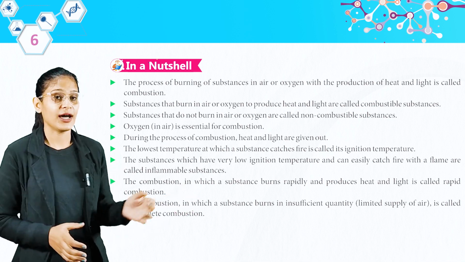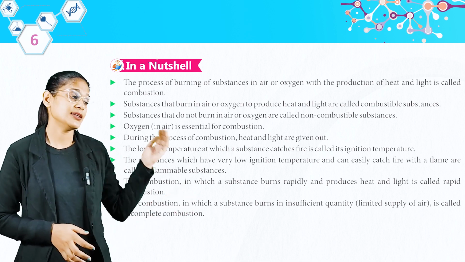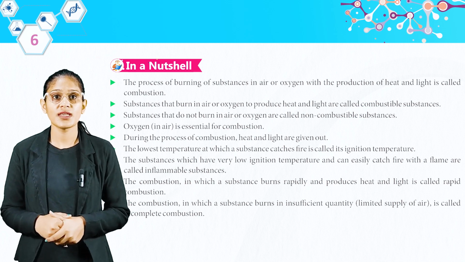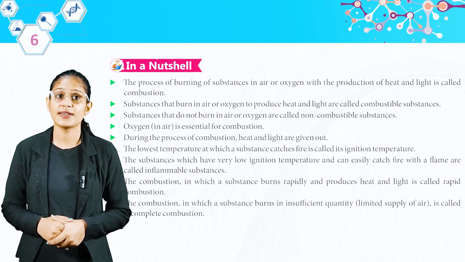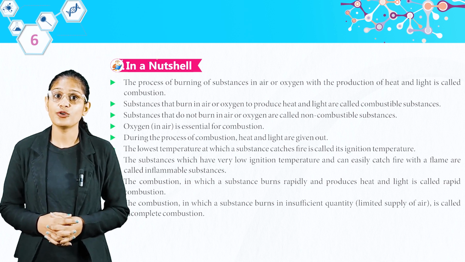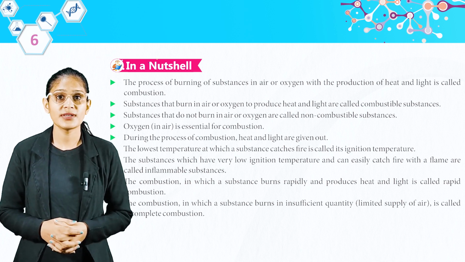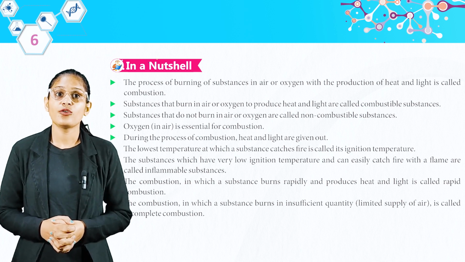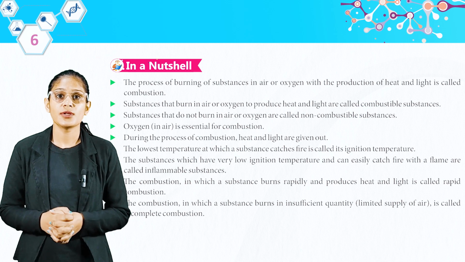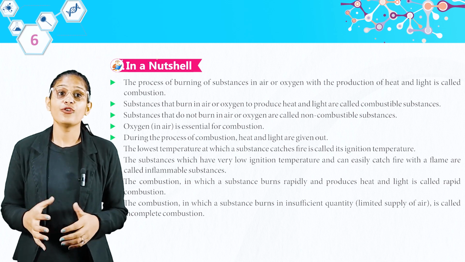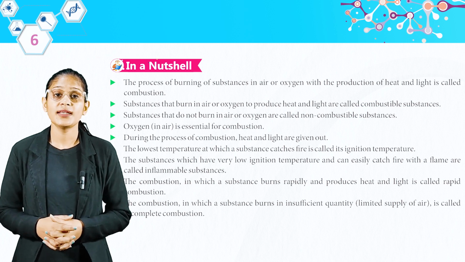What we learned in this chapter, now we are going to discuss it in a nutshell. The process of burning of substances in air or oxygen with the production of heat and light is called combustion. Substances that burn in air or oxygen to produce heat and light are called combustible substances. Substances that do not burn in air or oxygen are called non-combustible substances. Oxygen in air is essential for combustion. During the process of combustion, heat and light are given off.